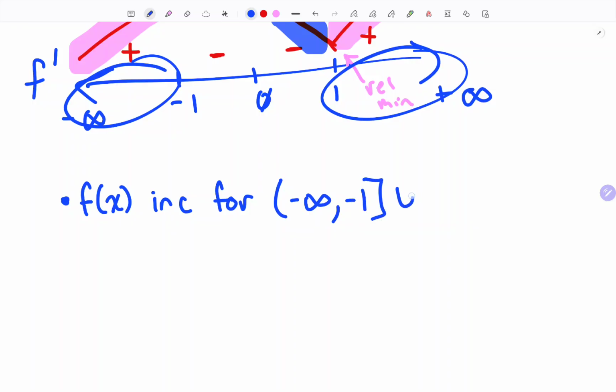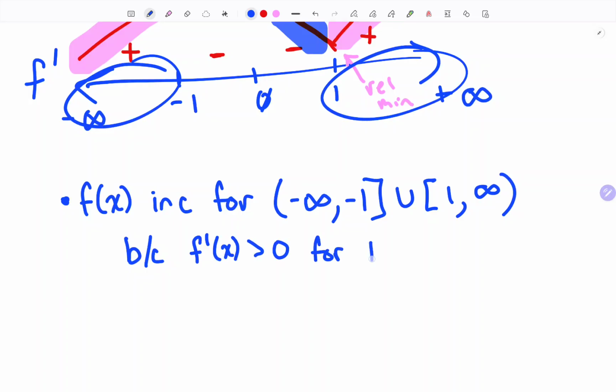And then remember I said we're going to just use brackets for increasing and decreasing anytime we get a non-infinity number. And we want a because, so because f prime of x is greater than 0 for those intervals. You can either say f prime of x is greater than 0, or you can say because f prime of x is positive. You could write, f prime of x positive.